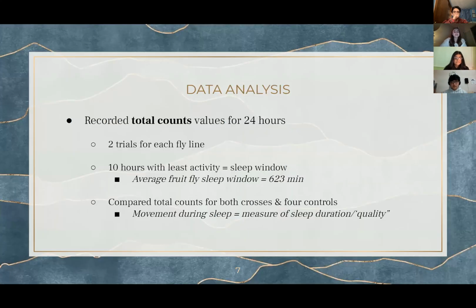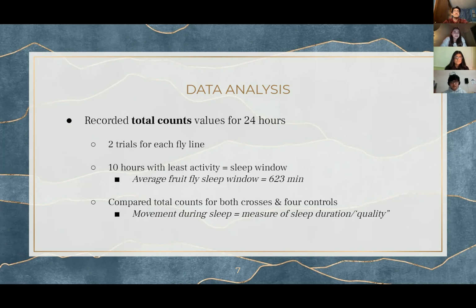Okay, so I'm going to talk a little bit about how we analyzed our data. So overall, our approach was to quantify fruit fly sleep behavior by using the activity monitor to record the total counts for each fly over the course of 24 hours. So we recorded 2 trials for each fly line, and we found that previous studies showed the average fruit fly sleep window was around 623 minutes per day, which is around 10 hours.